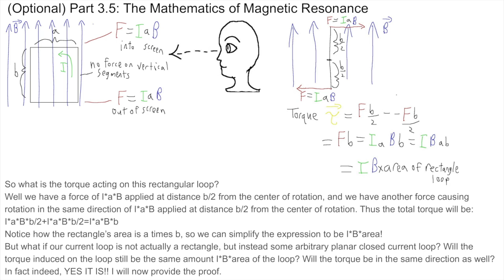Thus, the total torque will be I times A times B times B over 2 plus I times A times B times B over 2 equals I times A times B times B. Notice how the rectangle's area is A times B, so we can simplify the expression to be I times B times area. But what if our current loop is not actually a rectangle, but instead some arbitrary planar closed current loop? Will the torque induced on the loop still be the same amount, I times B times area of the loop? Will the torque be in the same direction as well? In fact, indeed, yes it is. I will now provide the proof.